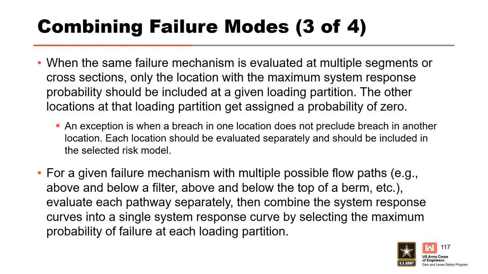We will also take the maximum probability at each loading partition when we have multiple failure paths in the same area for the same mechanism. I'll show an example of the different types of flow paths on the next slide. In both instances described here, the composite system response relationship for the failure mechanism would then be combined with the project's other system response curves per the selected risk model.